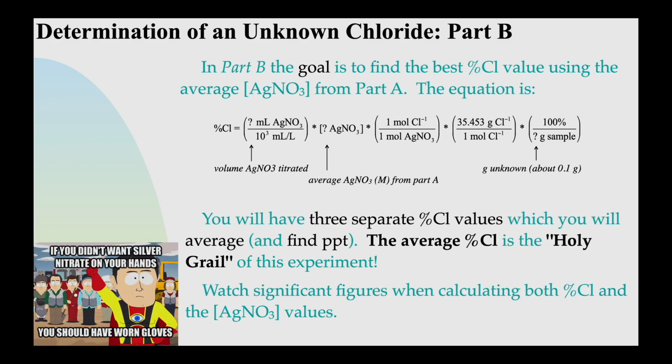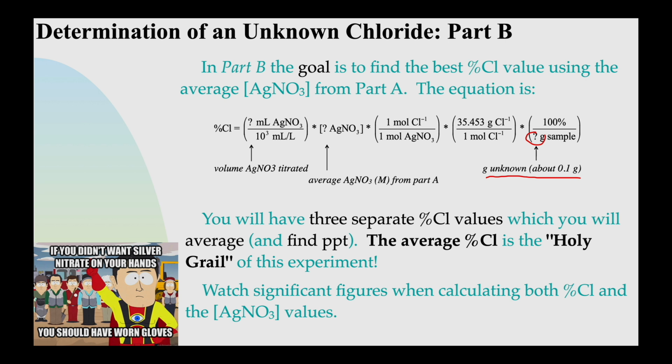In part B, the goal is to find the best percent chloride value for your unknown sample. And this kind of generic equation here is the way that you can find the percent chloride. Percent chloride is equal to the grams of chloride in your sample divided by the grams of sample times 100%. When you start these experiments, you automatically know how many grams of unknown you have. This is something you would weigh out. It's a number, I believe, between 0.10 and 0.12 grams. So that number is going to go right there at the question mark.